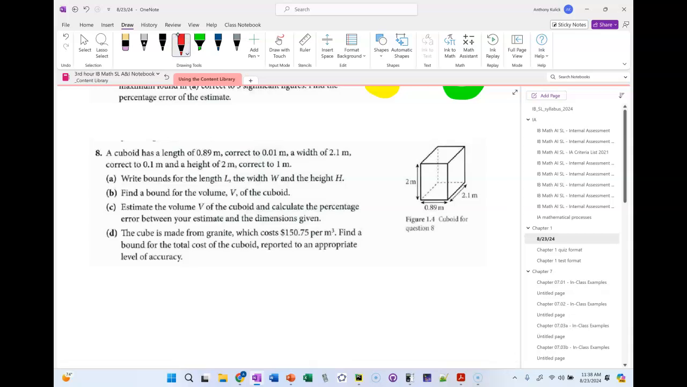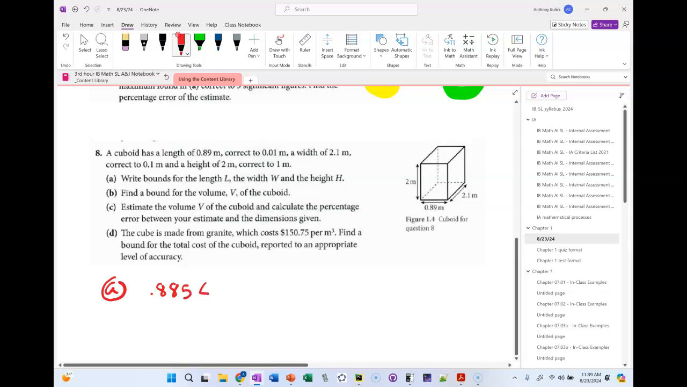It says the cuboid has length of 0.89, correct to 0.01, width of 2.1, correct to 0.1, and height of 2, correct to 1. It says write the bounds. Okay, so my length could be 0.885 less than 0.895. Oops, let's use L though. Everybody happy there?